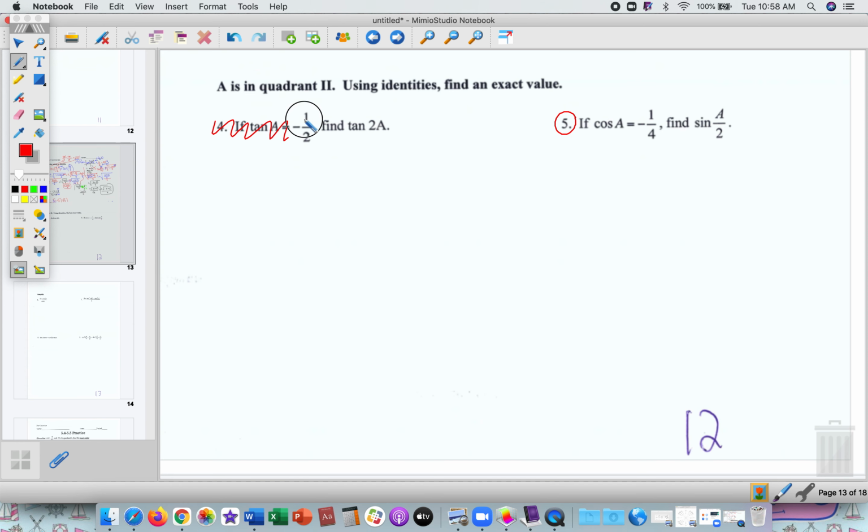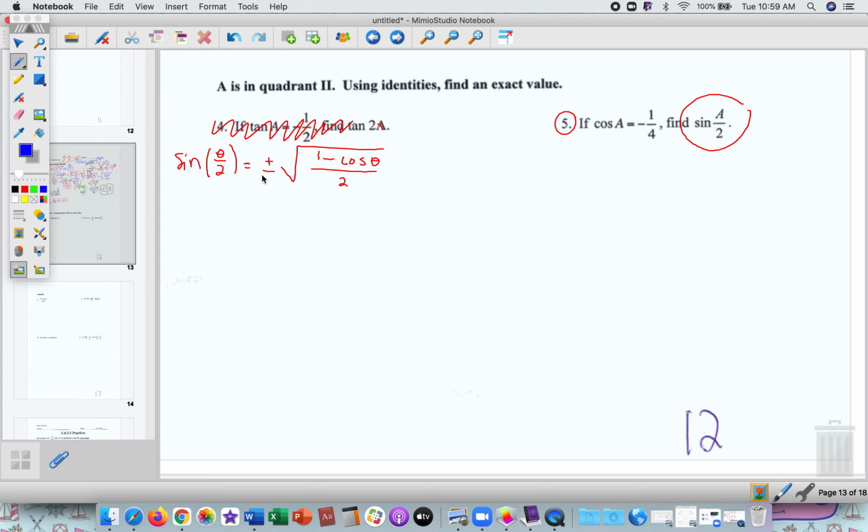Cross this one off. We had that in the last video. If we look at number 5, it said find sine theta over 2. I'm going to replace the a with theta. So if we're trying to find sine of theta over 2, we know that formula is plus or minus the square root of 1 minus cos of theta all over 2.